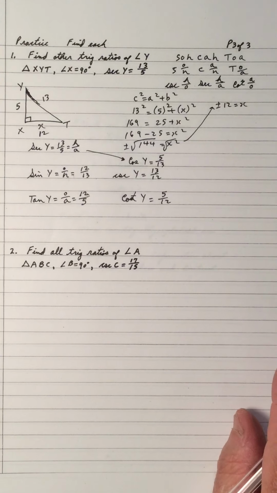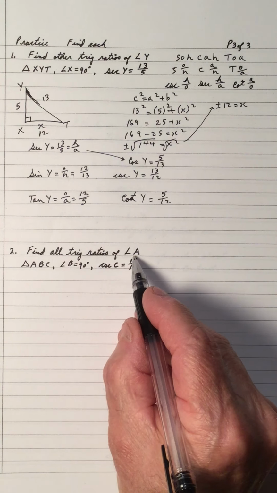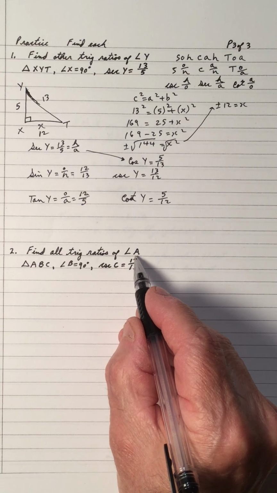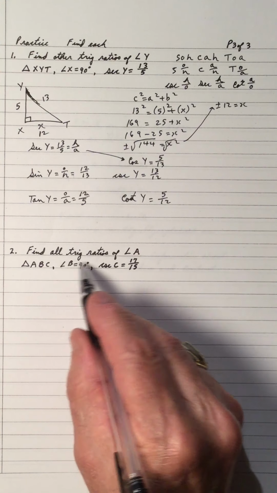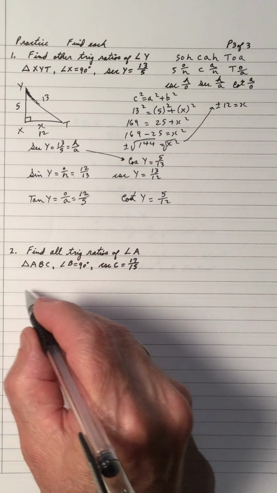And hopefully that's going well with you. Find all the trig ratios of angle A. Find all trig ratios, or we have one already, so we've got to find the other 5.